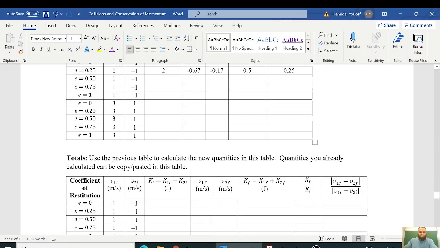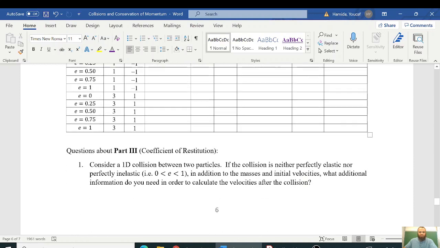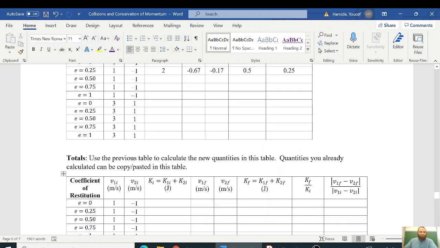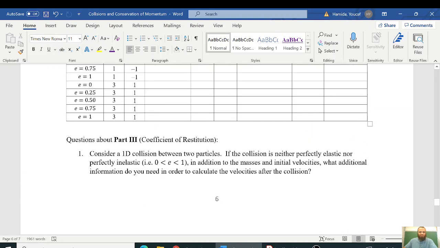And so you will fill in the rest of the table. You're asked to find what the kinetic energy is and so on. You're asked to answer the following questions. So please answer all the questions, and please answer the question right below where it asks you to. Okay, and that's it.